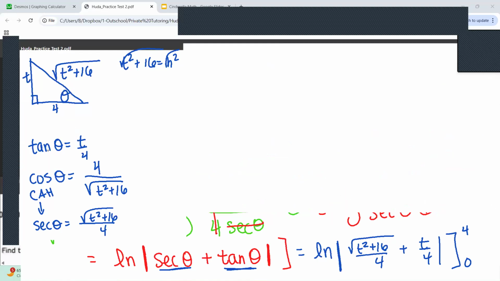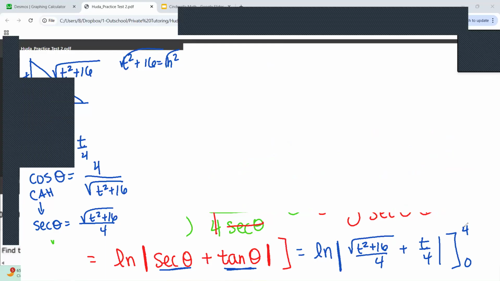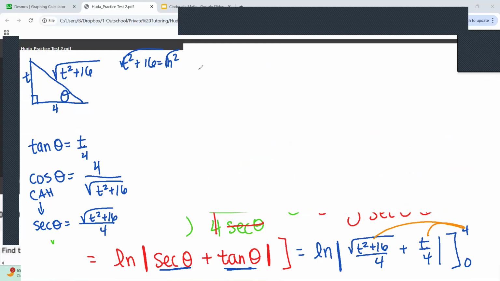All right, always starting with the top one. Everywhere we see t, I'm giving it a 4. So this would be natural log, absolute value. 4 squared is 16. 16 plus 16 is 32. So that'd be root 32 over 4 plus 4 over 4 is 1.